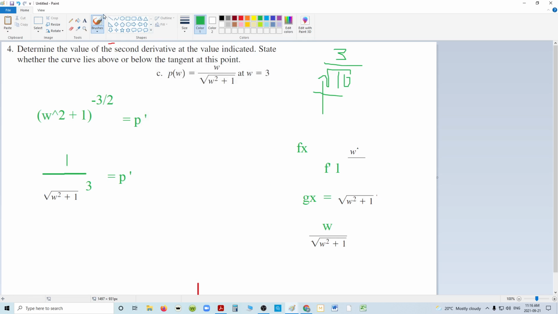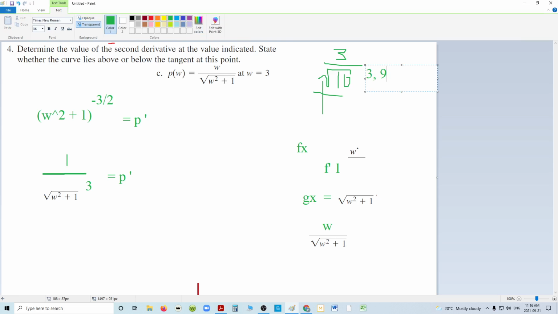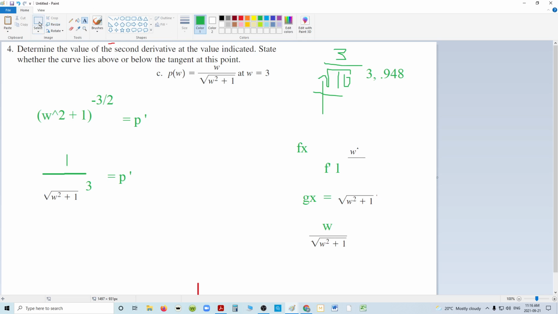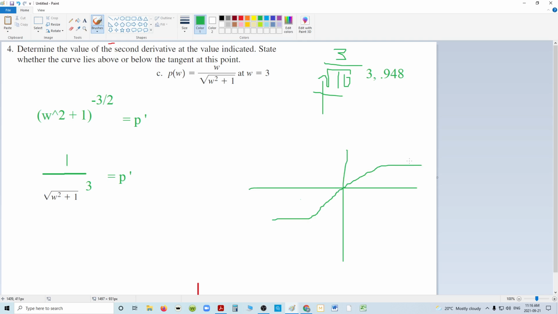So that means it's 3 comma 0.948, whatever it was. If this is the graph, it's coming up and it's almost reaching 1 right over here. So it's clear that it's going to be on the top slope, so I'm expecting a positive slope. It's clear it's concave down, so I'm expecting a negative from the double derivative.